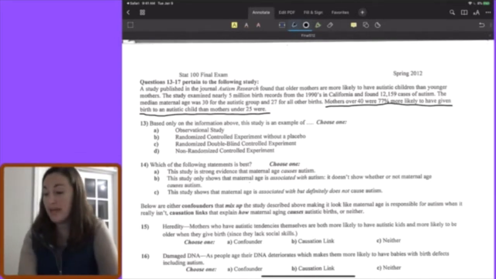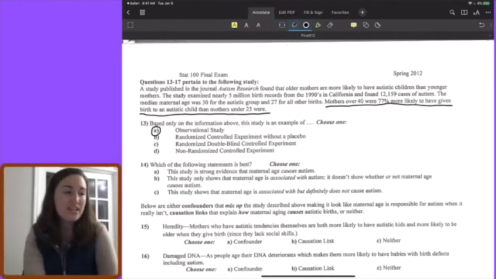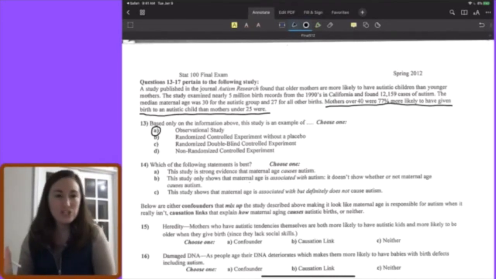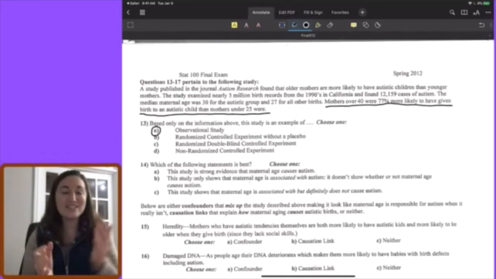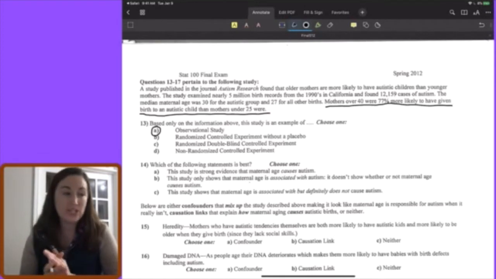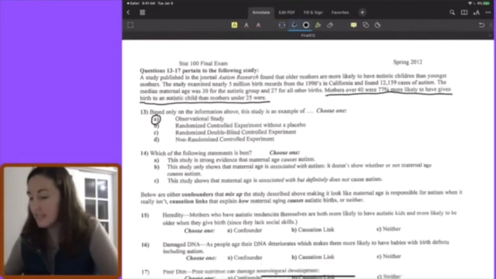It seems pretty big. But reading this, I see no mention of random assignment. This is about children and giving birth, so we can't randomly assign mothers to do a lot of things. So here, this is definitely an observational study, so I would beware of the conclusion. Maybe there's this correlation between being an older mother and having an autistic child, but we can't say for sure that there's a causal relationship. So I'm going to keep that in mind.